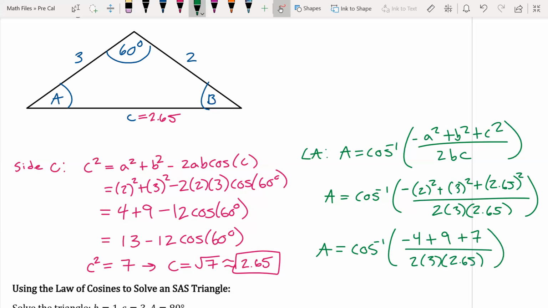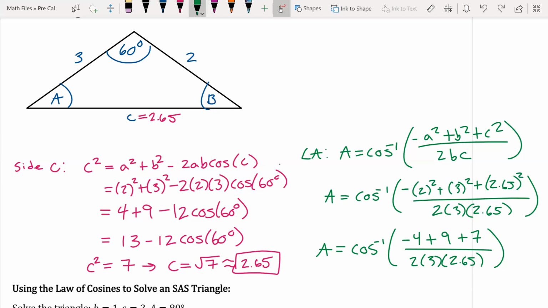And let's see what we get. So the inverse cosine of negative 4. I'm assuming the 7 is from the 2.65, right? Yeah, so 2.65 squared is 7, because that's what we did down here, right? Yeah. And then over 2 times 3 times 2.65.